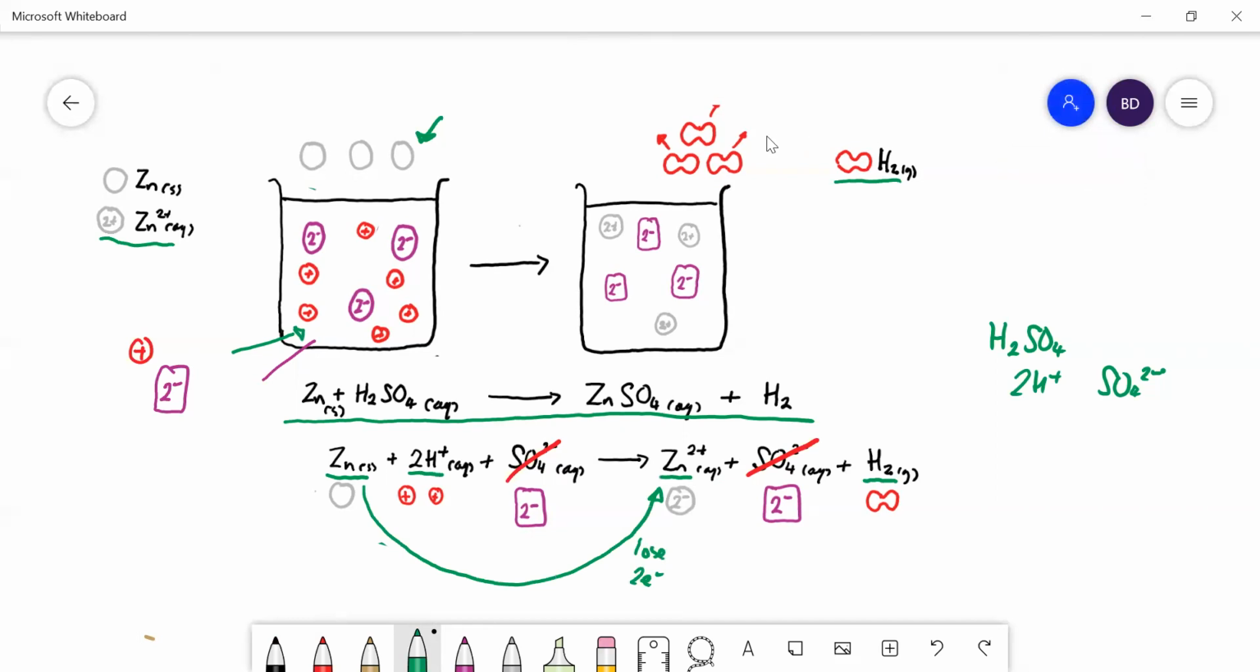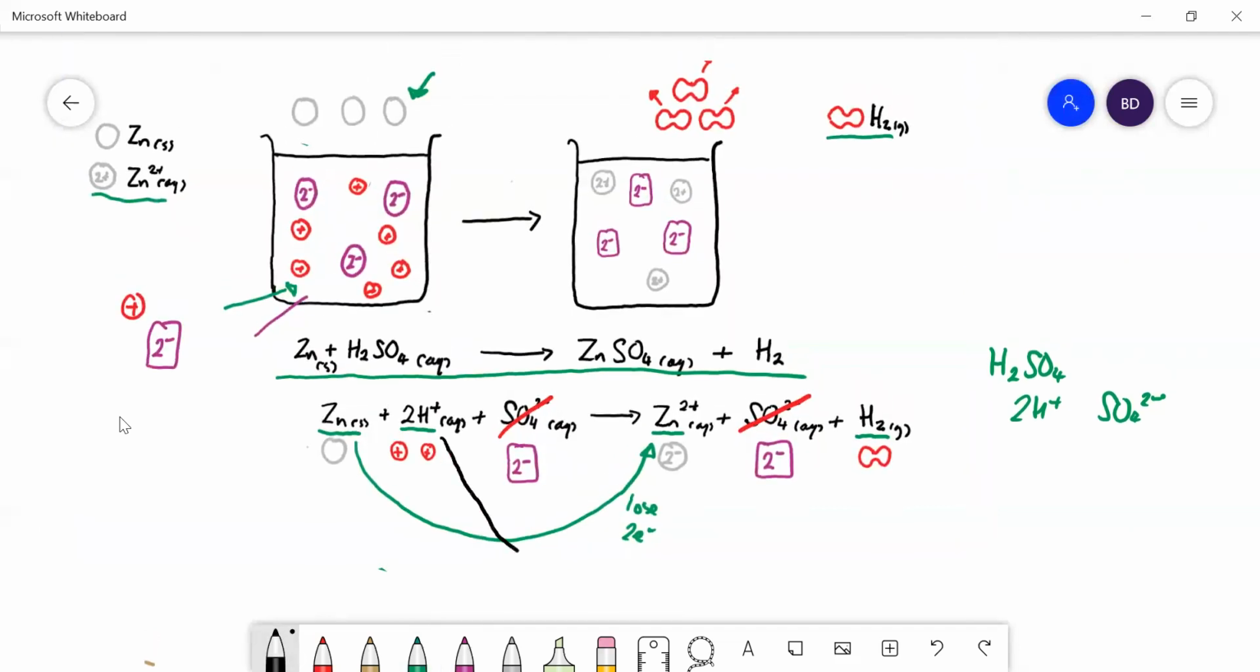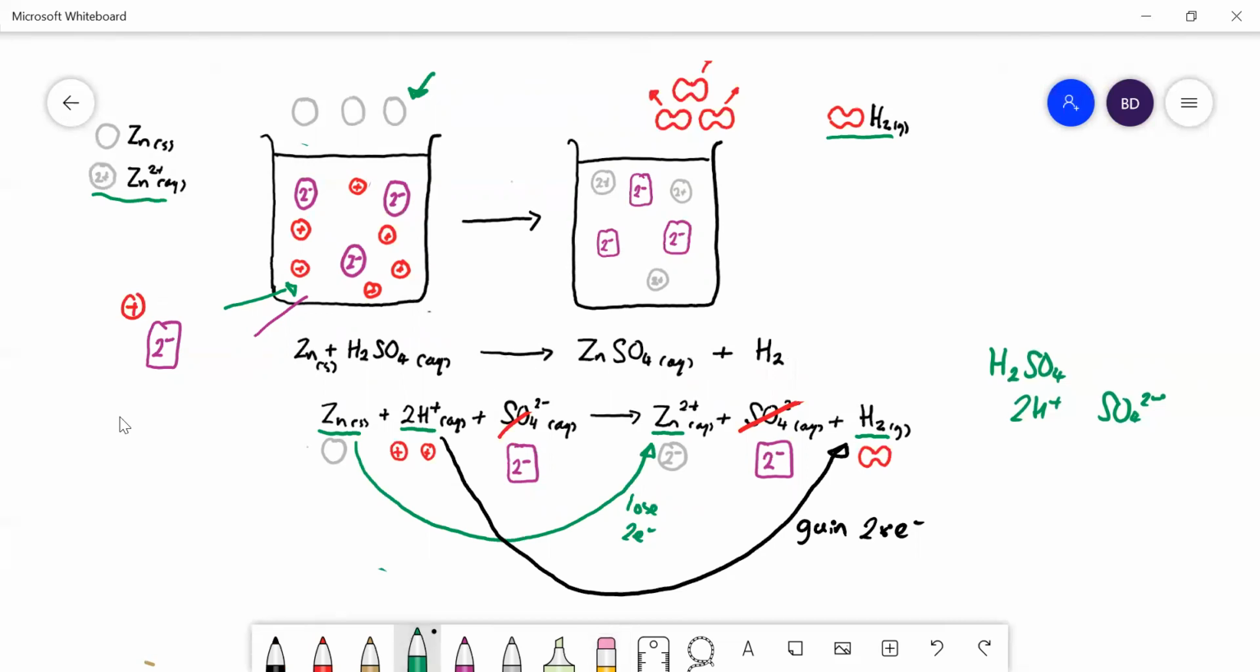And where do those electrons come from? Well, if you think about it, they've come from the zinc to the hydrogen ions here. Those H plus ions are turning into H2 gas. So each hydrogen ion has gained an electron, and they've come from the zinc. So really in this reaction, what's happened is the zinc has passed electrons on to the hydrogen ions and made hydrogen gas. The sulfate actually hasn't done anything. And that's why we cross them out. This equation here can be a little bit misleading because it looks like the sulfate has been grabbed hold of by the zinc, and it actually hasn't really at all.